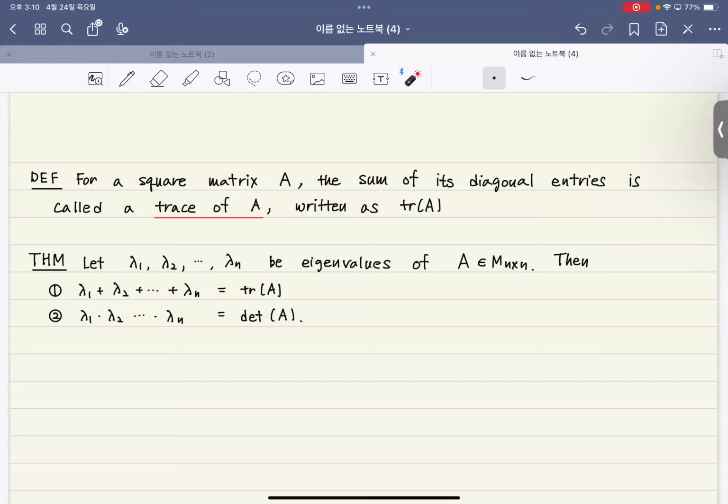Then if you take the sum of all these eigenvalues, it is always the same as the trace. And if you multiply all those eigenvalues, it is always the determinant.